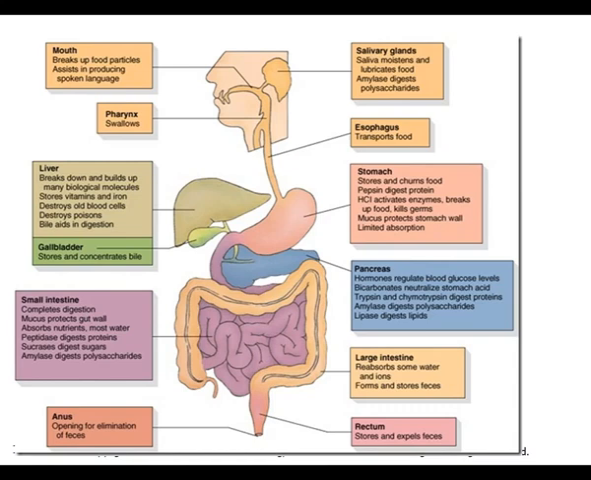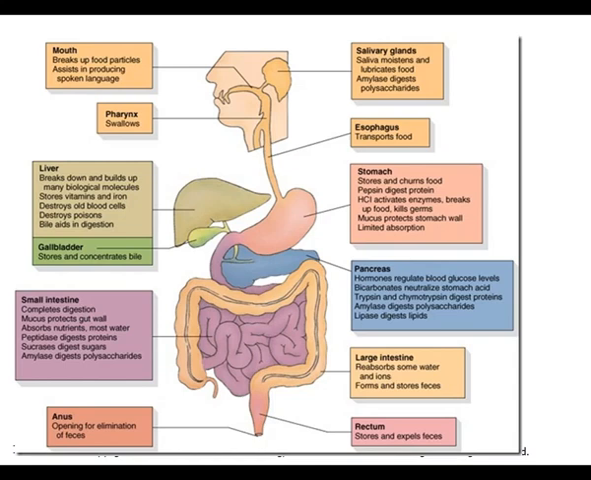Okay, so then the nutrients are absorbed into the blood in the small intestine, and then all the stuff that's left over is going to continue along. There's a little sphincter right there at what's called the cecum, which is the first part of the large intestine. You can see a little floppy thing hanging off there.